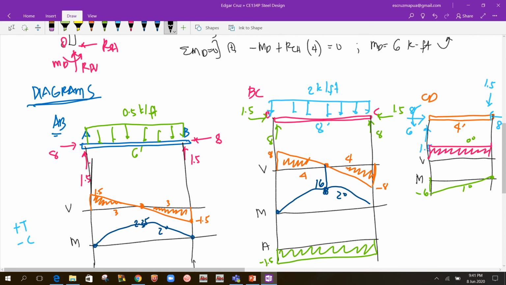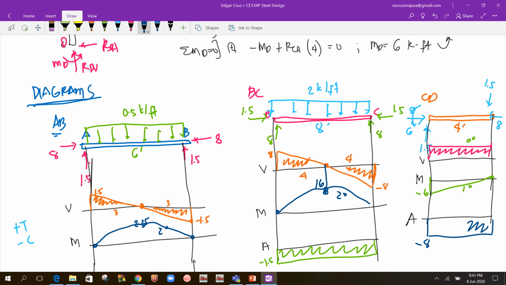Then for the axial diagram naman, as you can see, compression din na 8, 'di ba? Pagka compression na 8, pababa siya, compression eh. So negative 8, compression constant. So ito ngayon yung axial diagram.